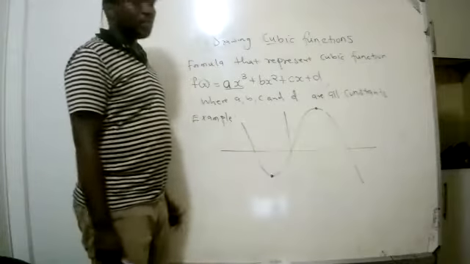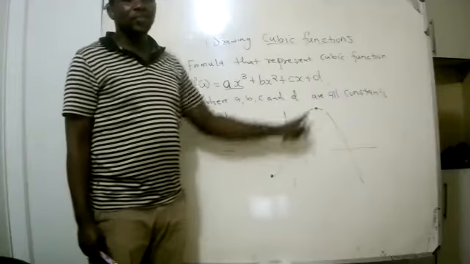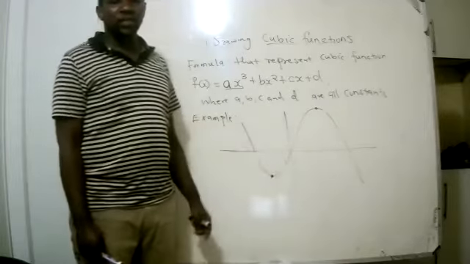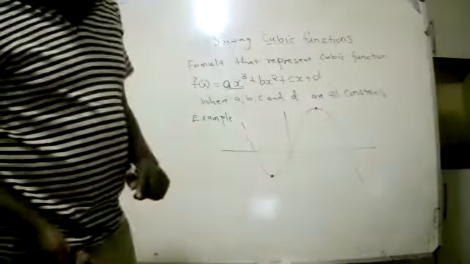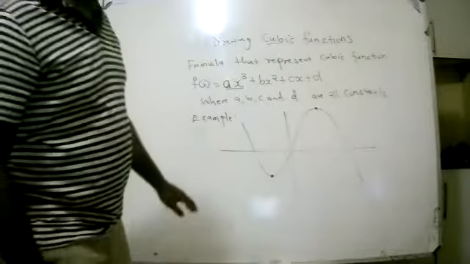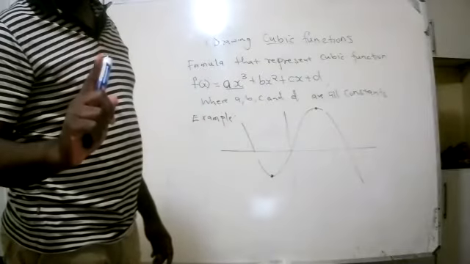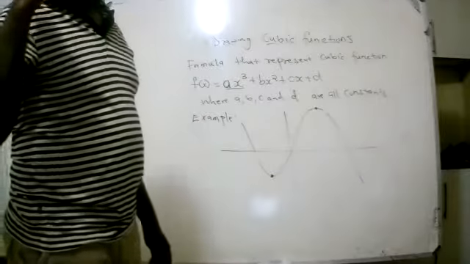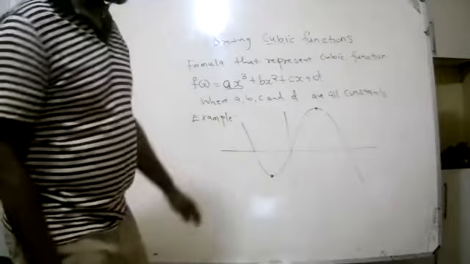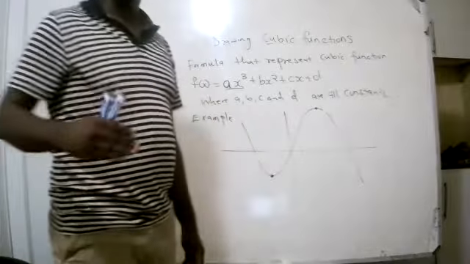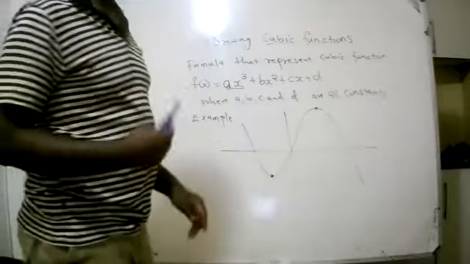But now you will see that for the cubic graph, instead of having one turning point, how many turning points do we have? We have two turning points. So that's the first property which relates the parabola and the cubic function. For the parabola, how many turning points do we have? We have one turning point, right? And for the cubic function, how many turning points do we have? We have two turning points. You don't go beyond two turning points.